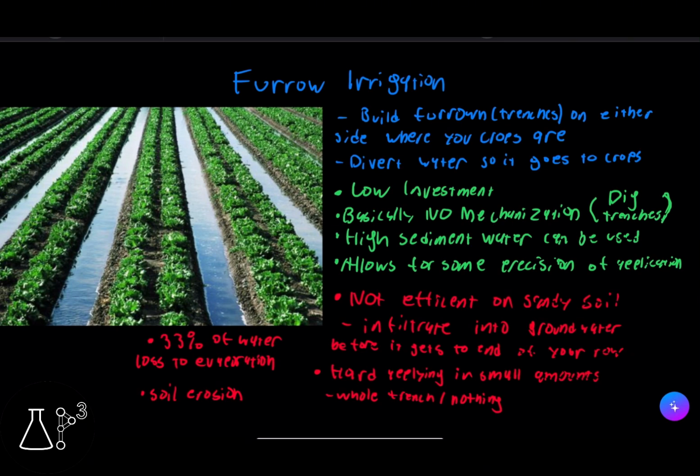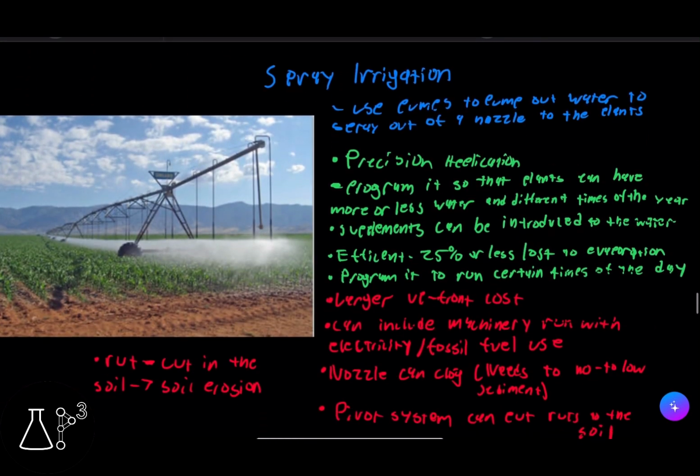The bad thing about it is that, as we can see, 33% of water is lost due to evaporation, and it causes soil erosion and all the problems that are caused by soil erosion. It's not efficient on sandy soil, and the water will infiltrate into groundwater before it gets to the end of your row. And it's hard applying in small amounts, so it's either a whole trench or basically nothing.